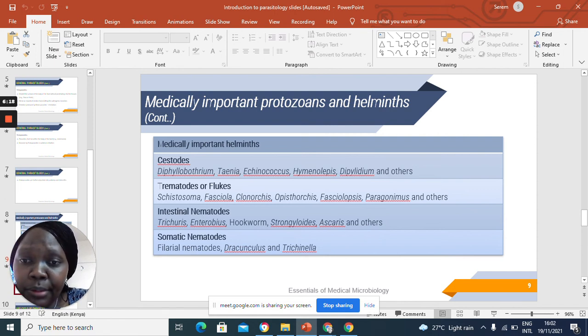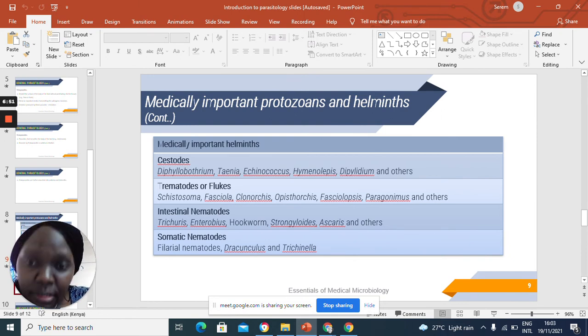We move on to the trematodes or the flukes. Now, we have the blood flukes and the liver flukes. We have the Schistosoma species. We have Fasciola hepatica, Clonorchis species. We have Fasciolopsis and others. There are quite a number, and we'll not explore them at this stage. But when we come to naming them individually, we shall go into the specifics of each and every one of them, including the life cycle.